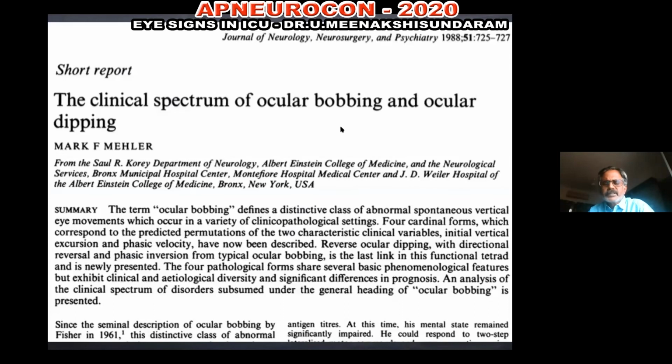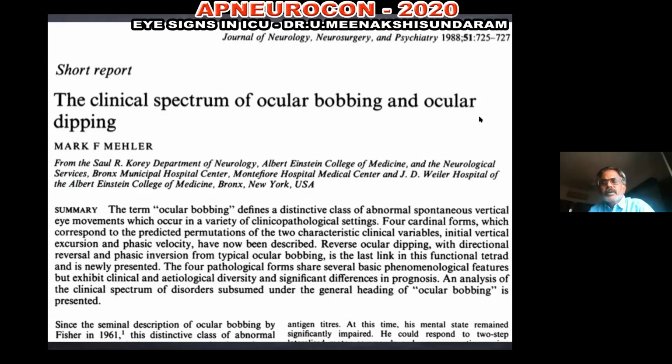So this is an article from way back where they said that the clinical spectrum can come in many forms. Ocular bobbing is a fast movement downward. We think of it like dipping a ball inside water. If you take a table tennis ball, a ping pong ball, and push it inside water, you go slow, leave it, and it comes up fast. That's why it's called dipping.